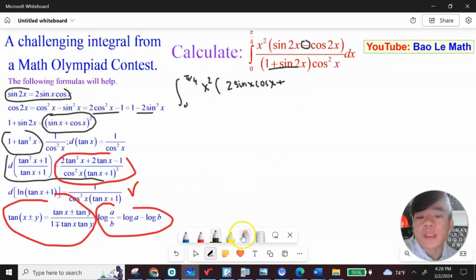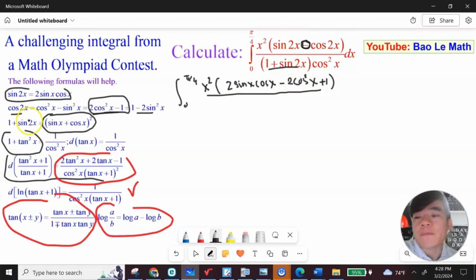So the next one, cosine 2s equals 2 cosine squared of s minus 1, right? But because we have the negative sign in front of cosine 2s, when we distribute -1 into this one, we get minus 2 cosine squared of s plus 1, over the bottom one right here, the formula right here.